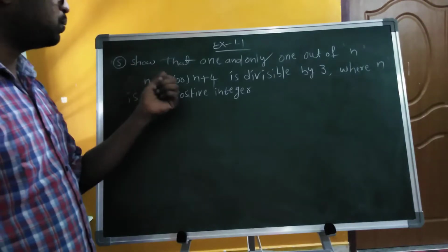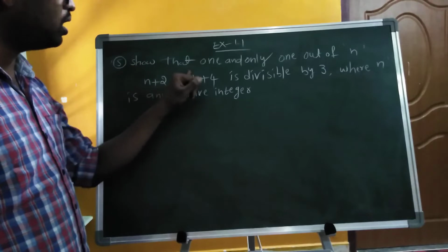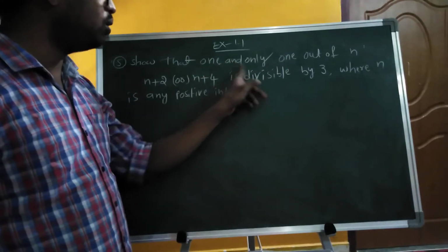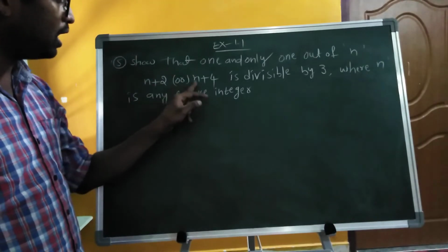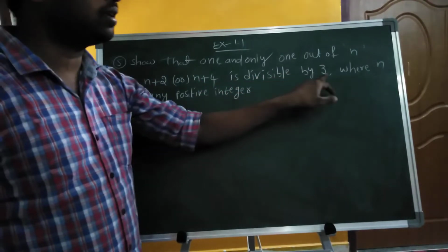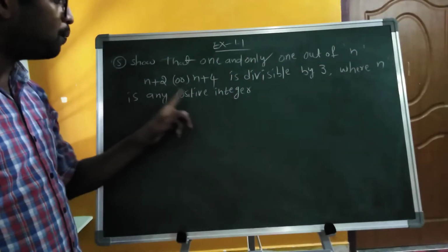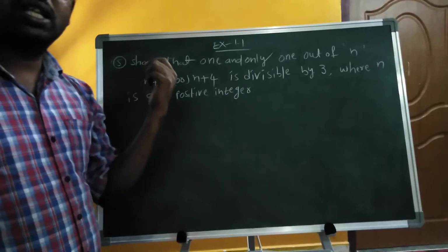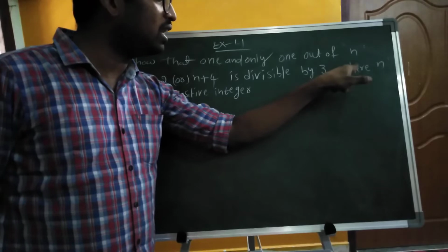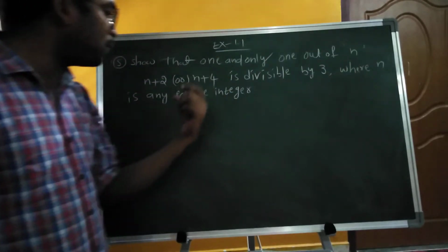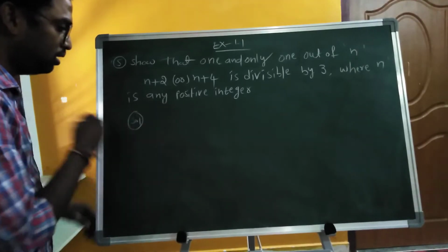Now I will start the next problem, that means the last problem in exercise 1.1, okay. Show that one and only one out of n plus 2 or n plus 4 is divisible by 3, where n is any positive integer. Previously we have taken a as any positive integer, but in this problem it is already clearly mentioned where n is any positive integer, okay. Let's see the solution.